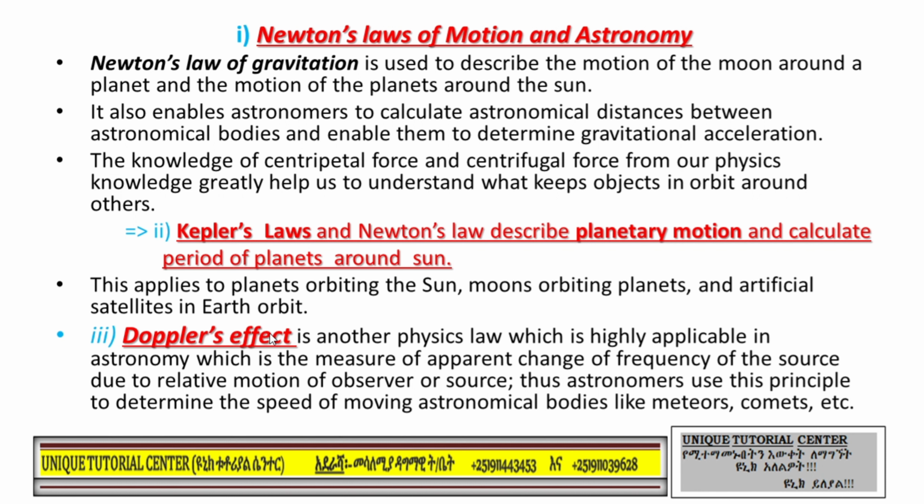So you can predict the period. You can predict the approximate location. You can predict the orbital velocity. You can predict the escape velocity and so on. So these concepts are explained using Newton's law and Kepler's law.